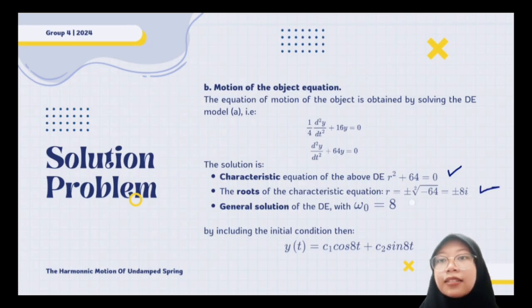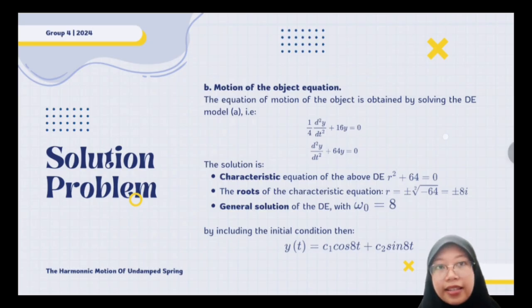The roots of the characteristic equation are lambda equals plus or minus the square root of minus 64, so we get plus or minus 8i, imaginary. Then the general solution of the differential equation, with omega 0 equal to 8, is y(t) = c1 cos 8t + c2 sin 8t.